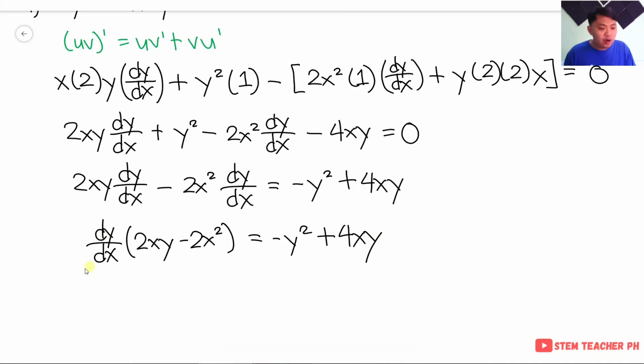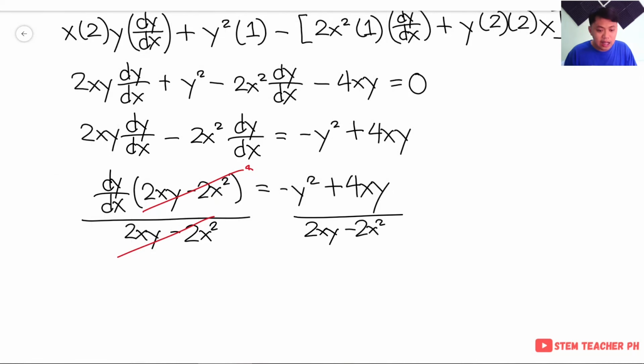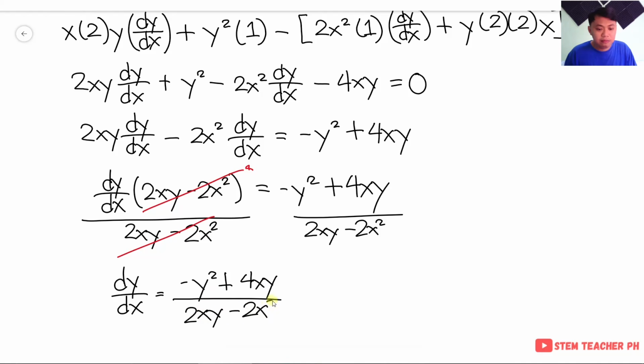Then solving for dy over dx, dividing both sides of the equation by 2xy minus 2x squared. We have 2xy minus 2x squared here. This will become equal to 1 as we divide. Kaya ang matitira na lang dito is we have dy over dx. Sulat natin. So we have dy over dx here. Tapos this is equal to, kopyahin yung nasa right side, minus y squared plus 4xy all over 2xy minus 2x squared. This is now the derivative of our function.